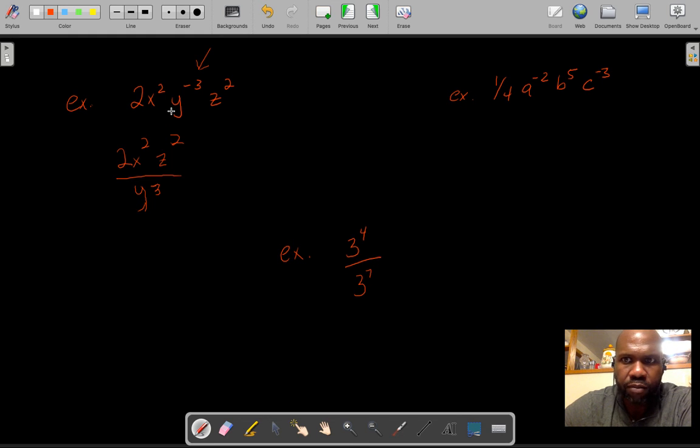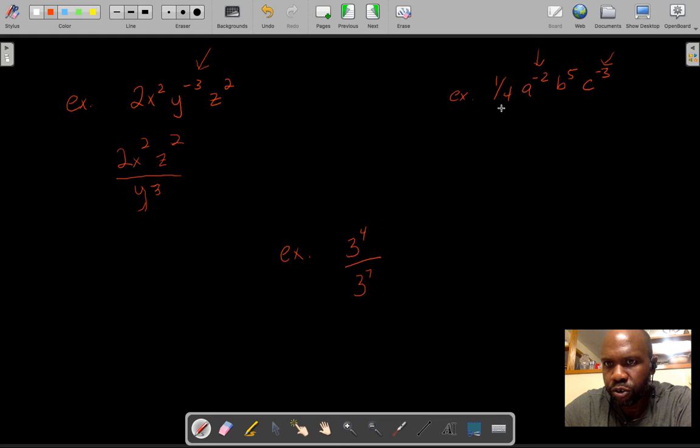Again, we just find what the negative is and put it to the bottom. So let's look at this one right here. So we have 1/4, a to the negative 2, b to the 5th, c to the negative 3. Okay. So what's the negative? Boom. One right here and one right here. So these two are going to go on the bottom.